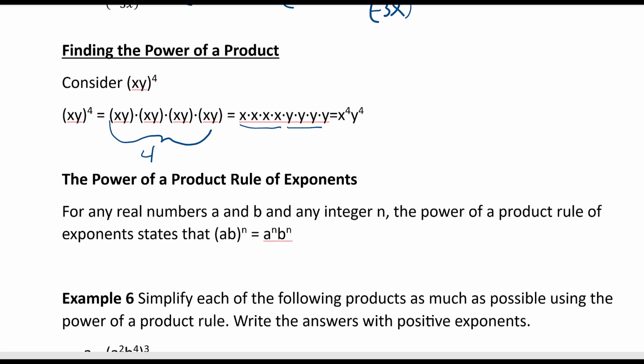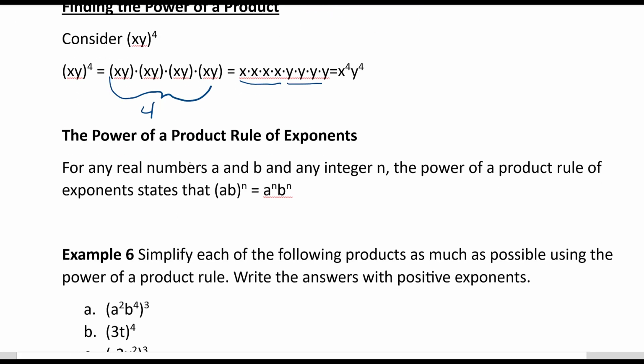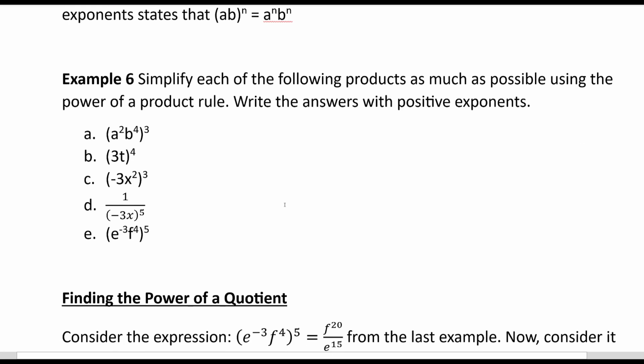So the power of a product rule states that for any real numbers a and b, and any integer n, the power of the product rule of exponents states that ab to the n is a to the n, b to the n. So we have a squared b to the 4th, to the 3rd. So it's a to the 2 times 3, b to the 4 times 3. So that's a to the 6th, b to the 12th.